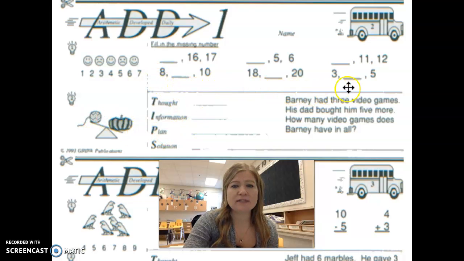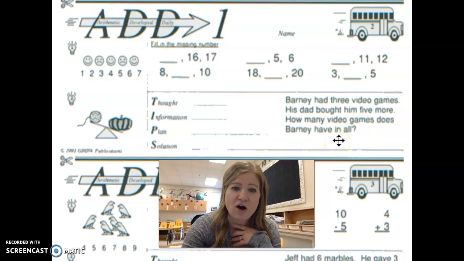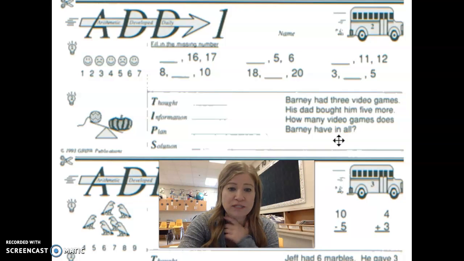The next part, you're going to put the number that comes first in the number, or not first, here it's first. Here it's the number that comes in the middle. So keep that number pattern going, fill in the missing numbers. Now the bottom part says, Barney had 3 video games. His dad bought him 5 more. How many video games does Barney have in all? If you would like to push pause and try to fill out the whole sheet on your own, go for it.